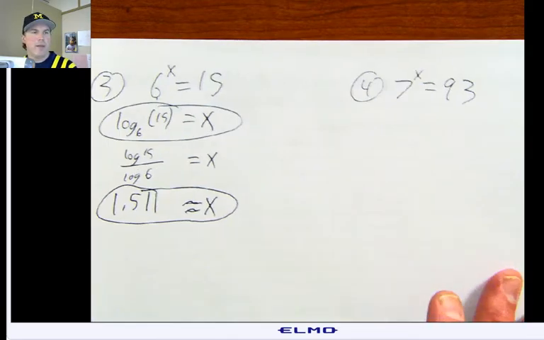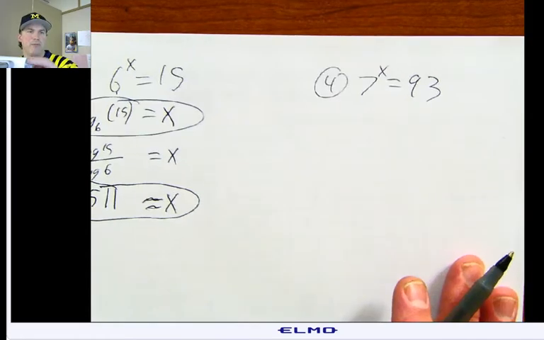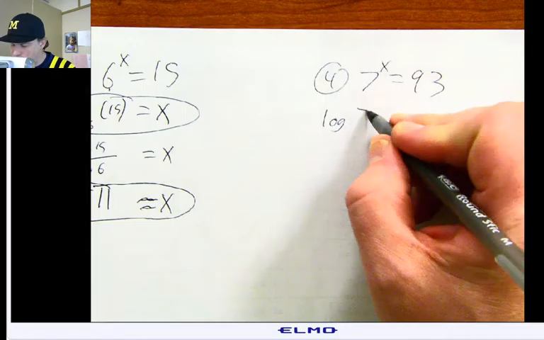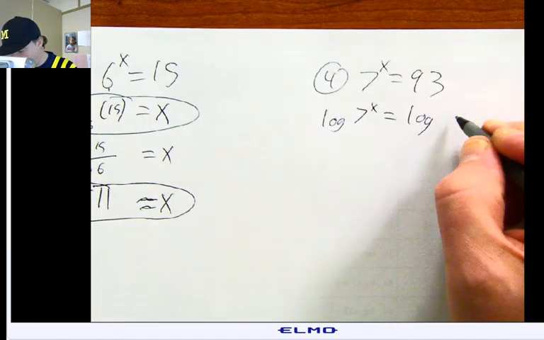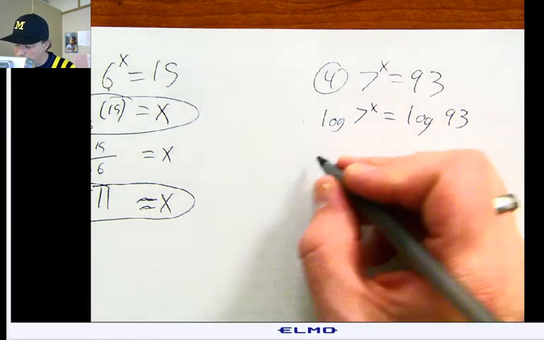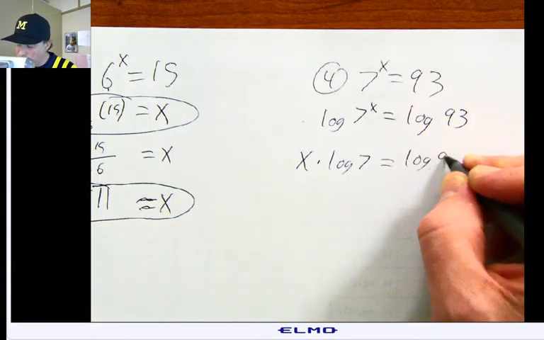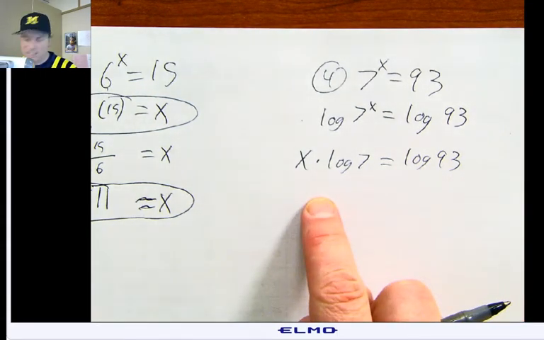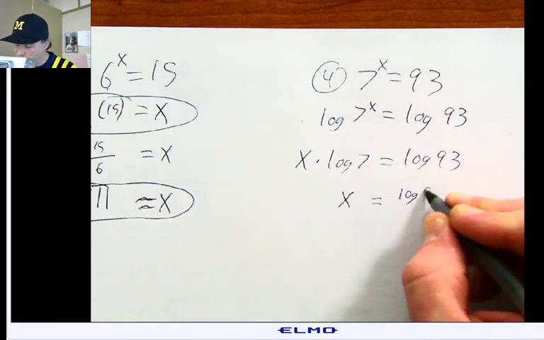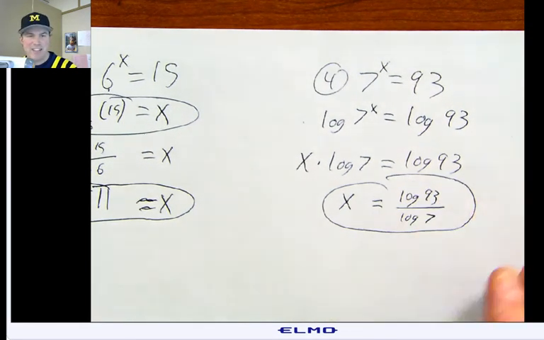All right, and then on the second one, I'm going to use the other technique for this problem. If I took log of both sides, it'd be log of 7 to the x equals log of 93. I then use the exponent rule and bring the x out front. So x times log 7 equals log 93. To get x by itself, I divide both sides by log 7, and I get log 93 divided by log 7. This is my exact answer.